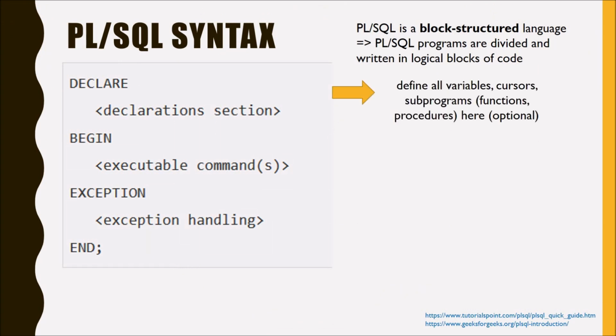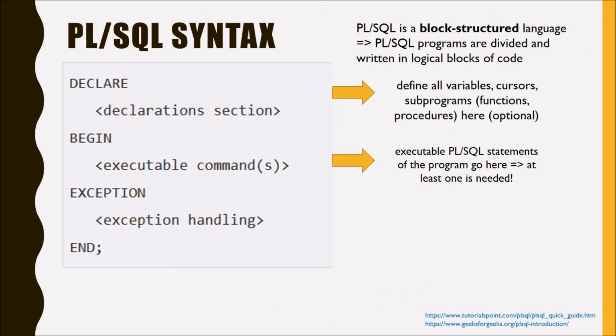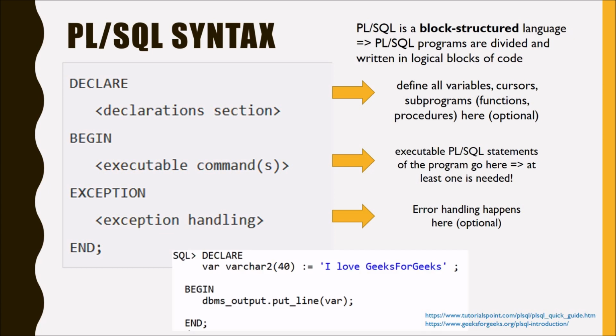Moving on now to the syntax of PL/SQL. PL/SQL is a block-structured language, which means it is divided and written in logical blocks of code. A typical example of a program in PL/SQL is outlined on the left and comes from tutorialspoint.com. Each block consists of three subparts. The declaration section starts with the keyword declare and defines all variables, cursors, and subprograms and is optional.